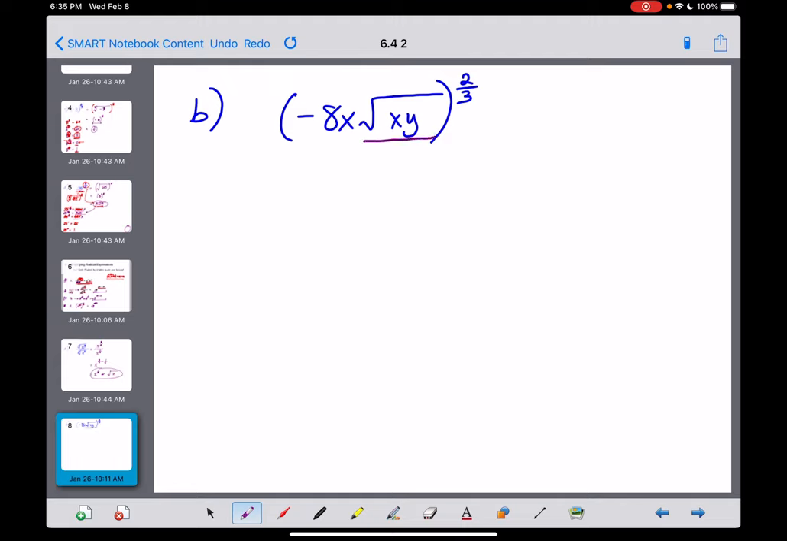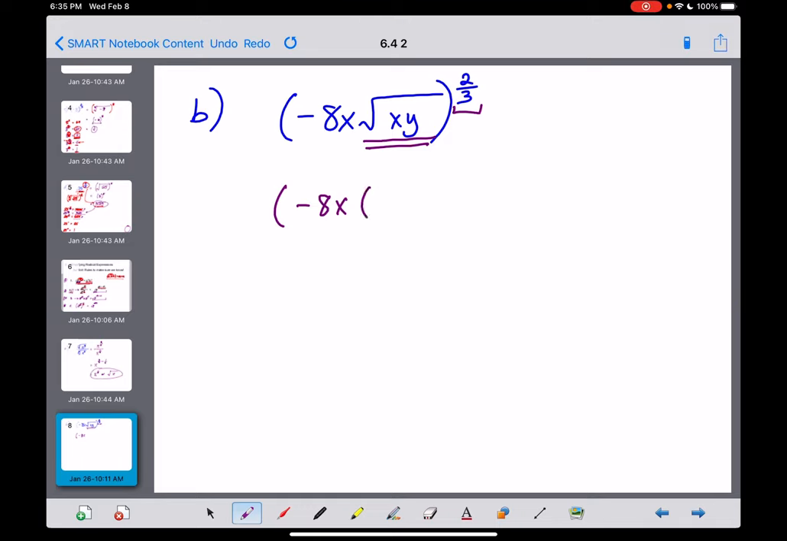Right here, we have a radical, and right here, we have a fractional exponent. We want to get things one way or the other, but we don't want them as both. So I'm going to convert this square root inside the parentheses into a fractional exponent. I'm going to keep the negative 8x out there in front.